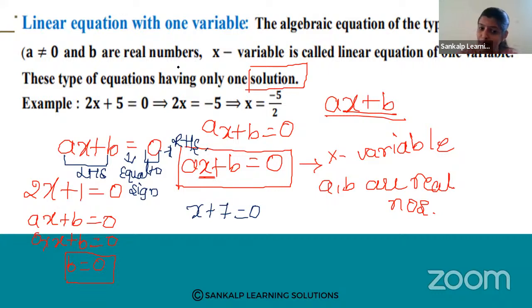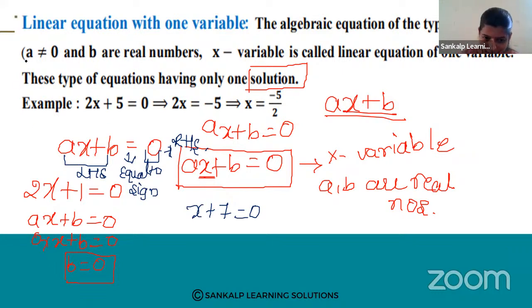See, x plus 7 equal to 0 is there. So, in which value of the x will our LHS part become equal to the RHS part? That means, if you substitute some value here for x, you will get LHS is equal to RHS. That means, what is the RHS value here? RHS value is 0. So in which value of the x does LHS become equal to RHS?